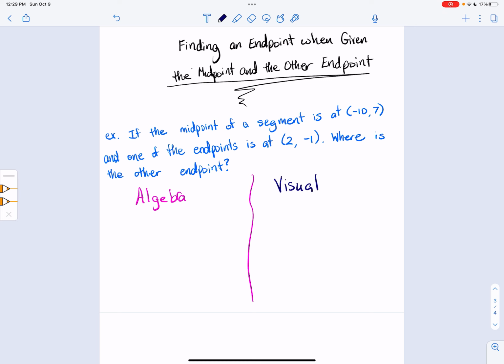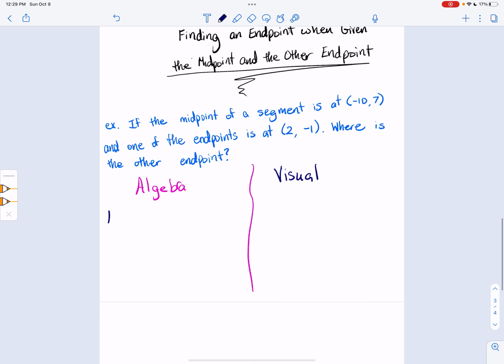All right, so let's start with an algebraic method. We know the formula for midpoint, and if you don't know the formula for midpoint, you might want to review that before you get to this video. In order to find the midpoint, you average the x's, and that gives you the x coordinate, and then you find the average of the y's, and that will give you the y coordinate of the midpoint. So in order to find an endpoint, if you have the midpoint, this is just working backwards. As you know, working backwards is really just algebra in math.